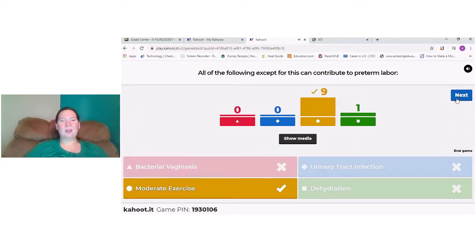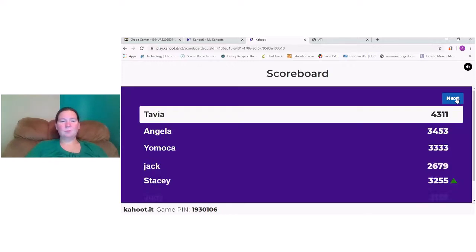Great job, y'all. So moderate exercise. Moderate exercise is a good thing. We encourage women to participate when they're pregnant in moderate exercise, as long as it's not more strenuous than they're used to. The other three, bacterial vaginosis, urinary tract infections, dehydration, all of these can increase the risk and actually send a patient into preterm labor. This is one of the reasons we promote treating infections as soon as they happen in pregnant women, as well as pushing fluids.